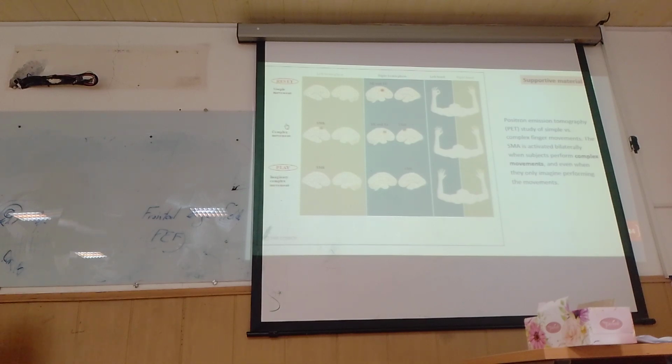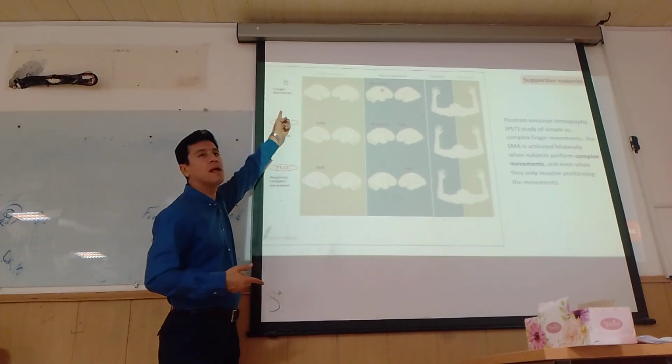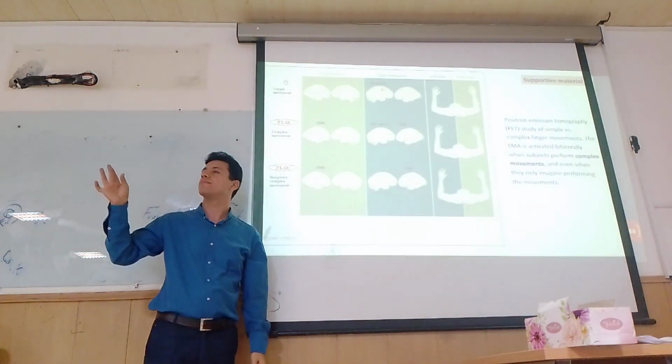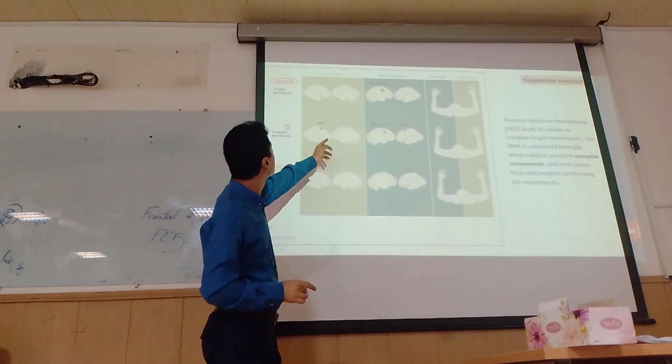And also primary motor cortex. Supplementary motor area plans the movement. Primary motor cortex does the movement, right? So, first, consider a simple movement. Only this. Okay? What happens in the brain?